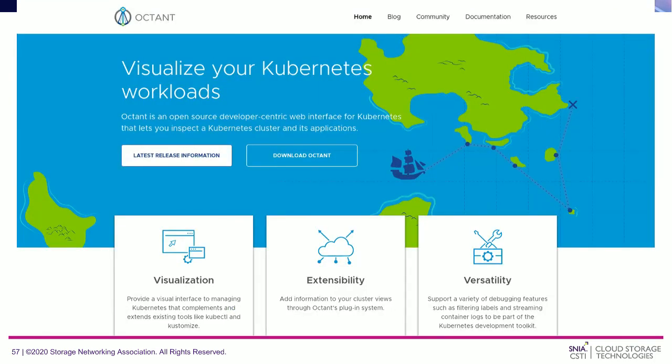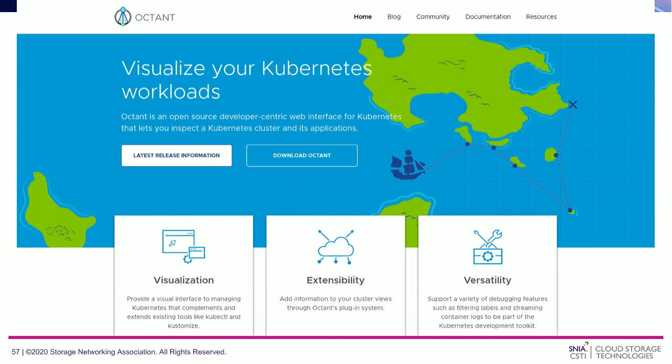Another option for visibility, it's not just stuff on the command line. There are great projects that are open source, like Project Octant. This is a tool you can download and play around with today. It does visualization of the resources and some of the traffic that's being routed around your Kubernetes cluster.